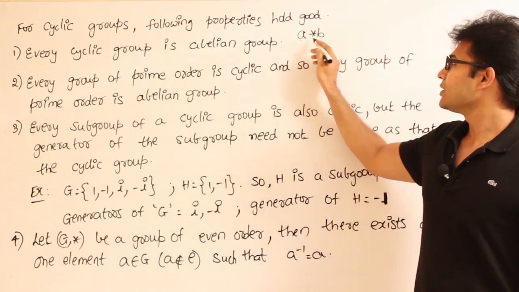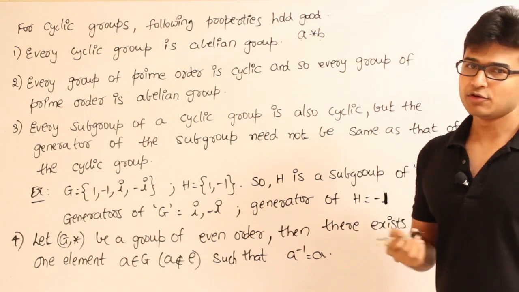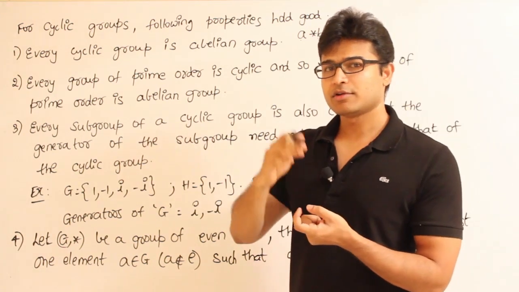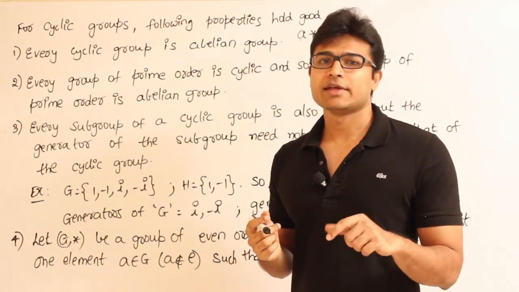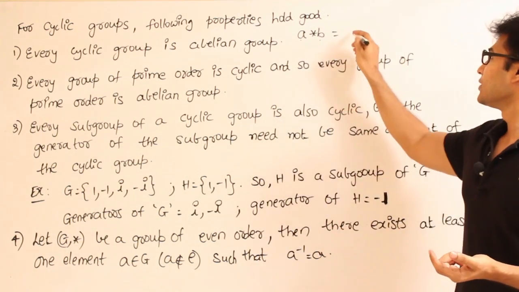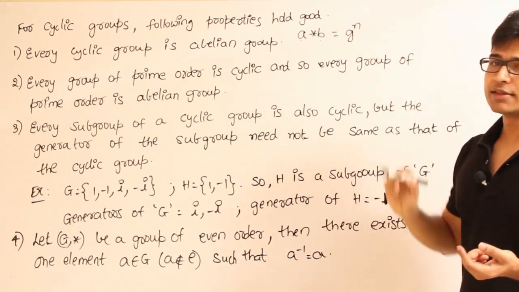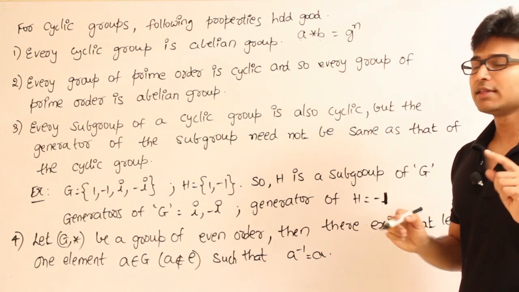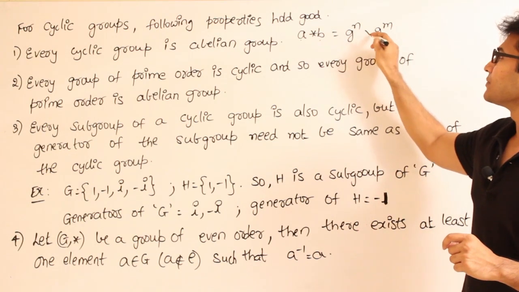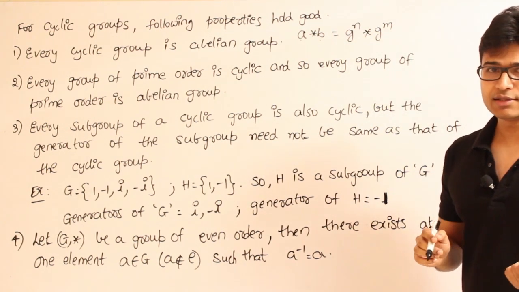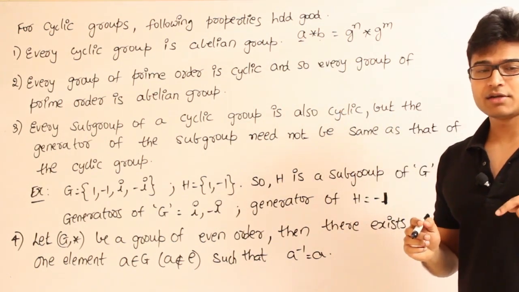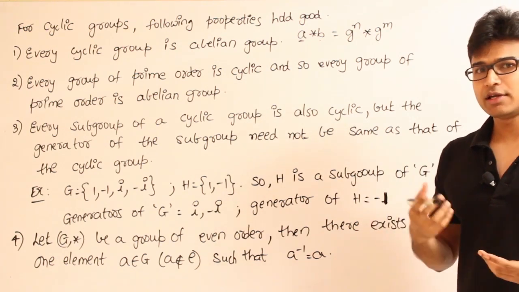Now if you find A star B in a cyclic group, we know that every element can be written as generator to the power something. So using the generator we can express every element. Let's call the generator G. Let's say G power n represents A, and similarly G power m represents B. Can I write like this? I can. Since it is a cyclic group, every element can be written as the generator to the power something, and I don't care what m and n are.